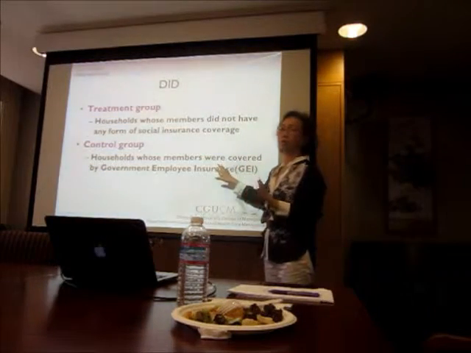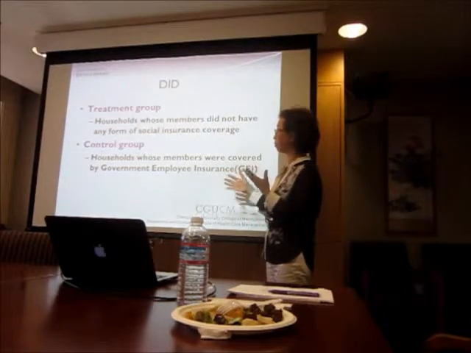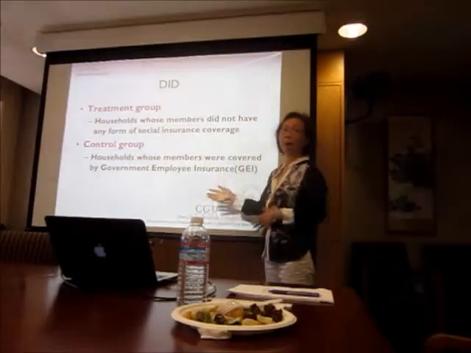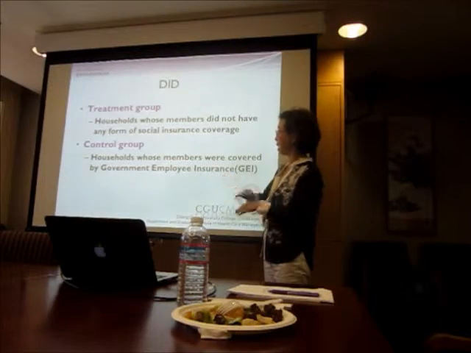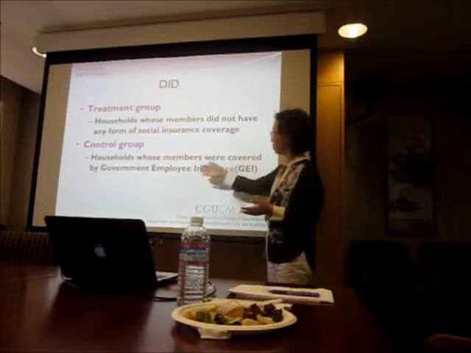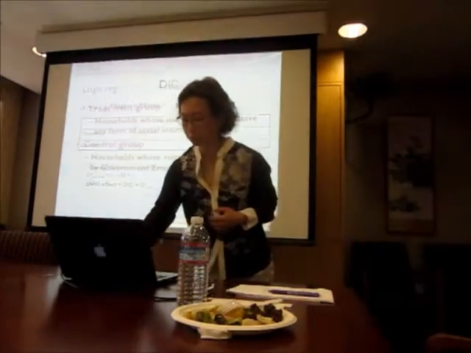Even if there's no national health insurance, these people will still be covered, because they are government employees and someone in their household is working for the government. So everybody in the household will be covered by government employee insurance. This is taken as the control group, and this is the treatment group.